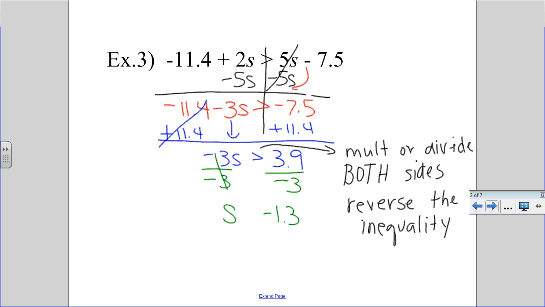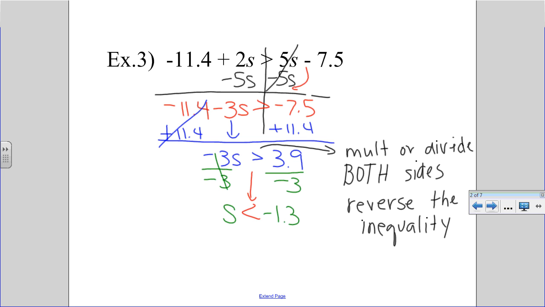So that greater than inequality, now that I divided both sides by negative 3, is no longer greater than. What's going to happen when I reverse that? It becomes less than. I have to flip that inequality. So we get S is less than negative 1.3. And that's it.